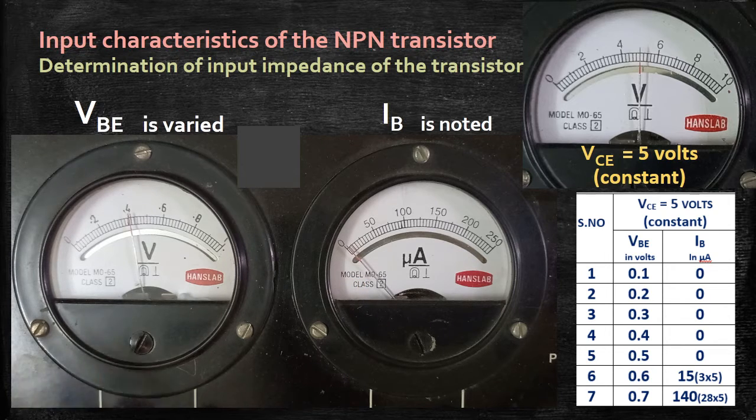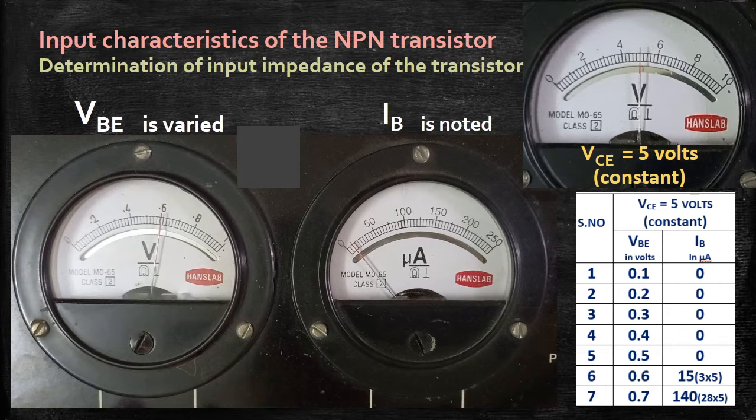Now it is going to be increased from 0.4 to 0.5. Now the VBE value is 0.5 volt. What is the reading again? IB value is 0. Now it is increased from 0.5 to 0.6.